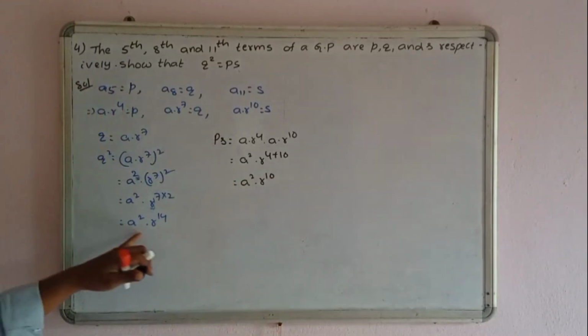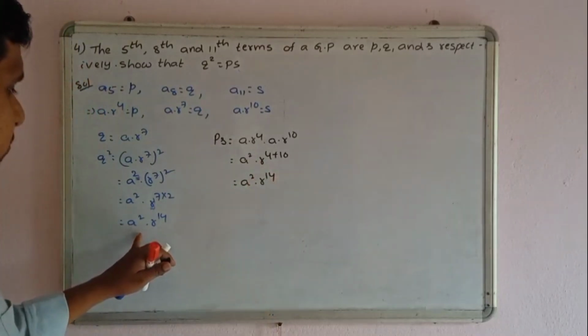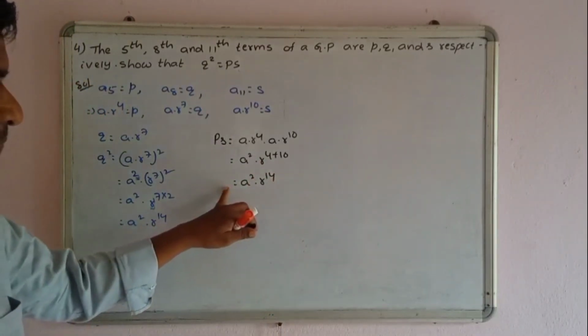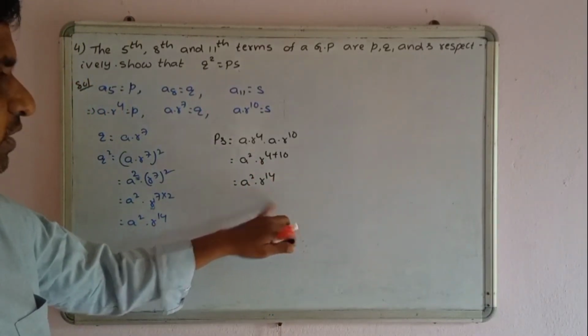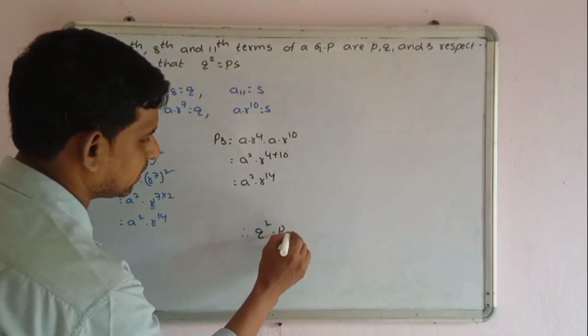Observe that Q square value is A square into R power 14. PS value is also A square into R power 14. Therefore Q square equals PS.